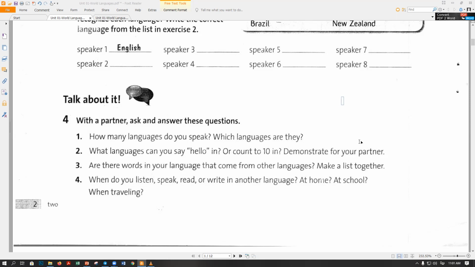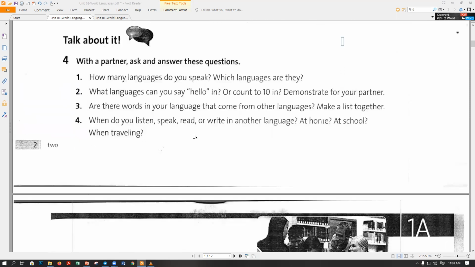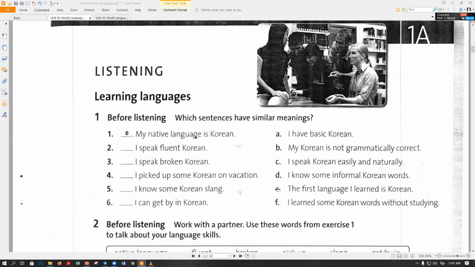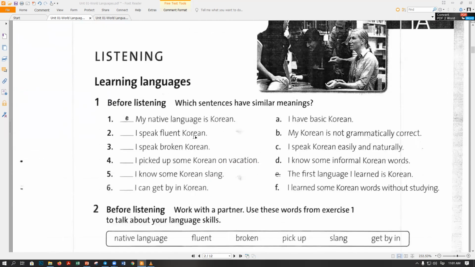Okay, so practice, everyone. Now we have a listening exercise. Before listening, you have to match. You have to match questions 1 to 6, or you have to match exercise 1 to 6 with letters A to F.